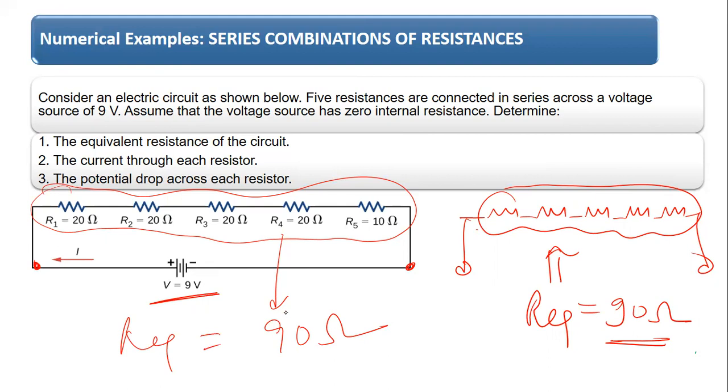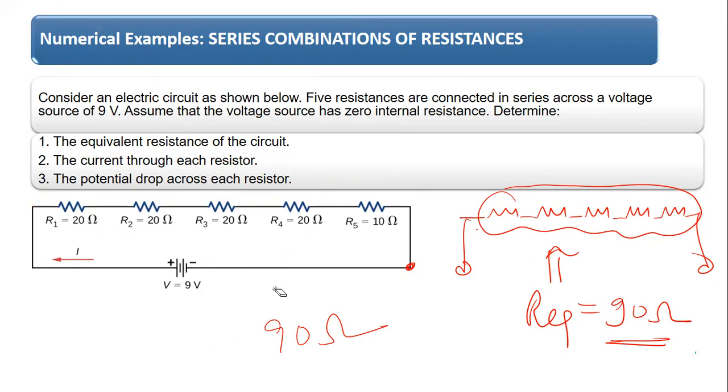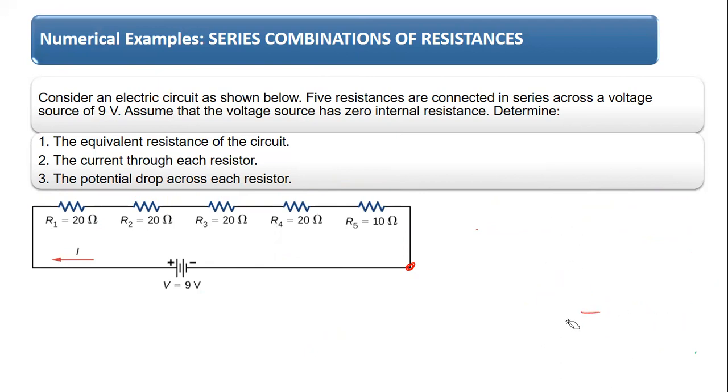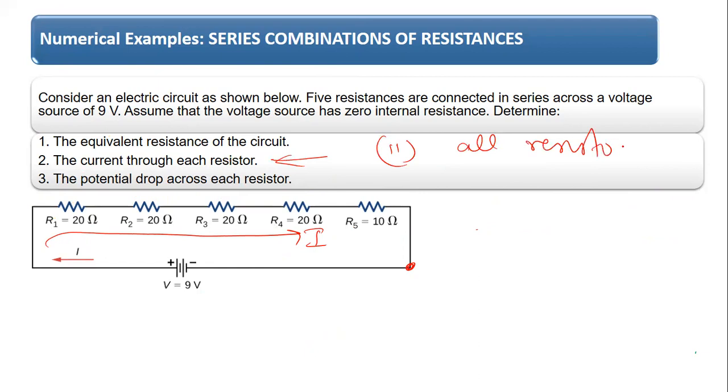right? The second part is basically the current through each resistance. Now in this case, all the elements are connected in series and they will have the same current, right? So the answer to this second part is all resistors will share the same current.